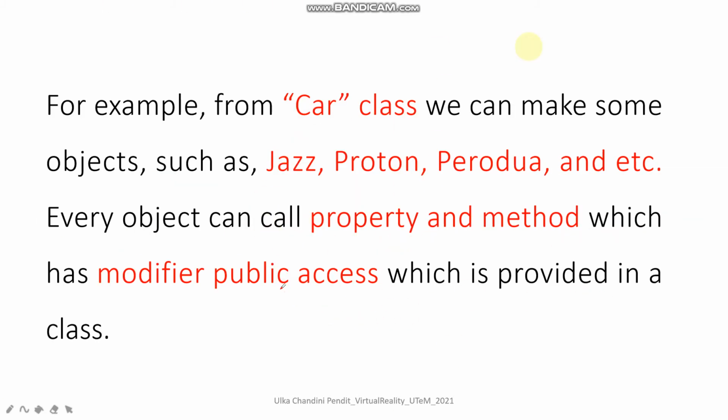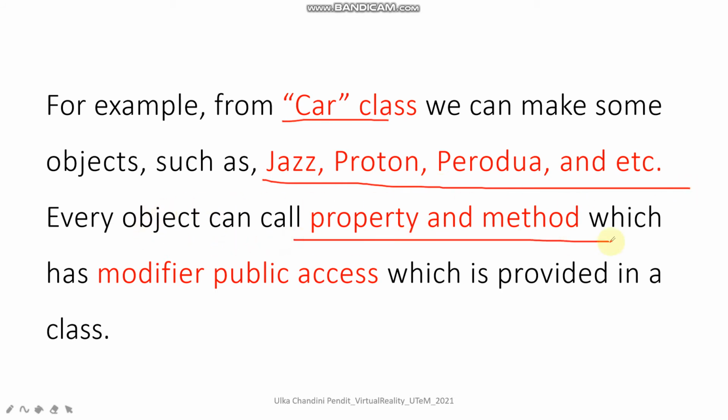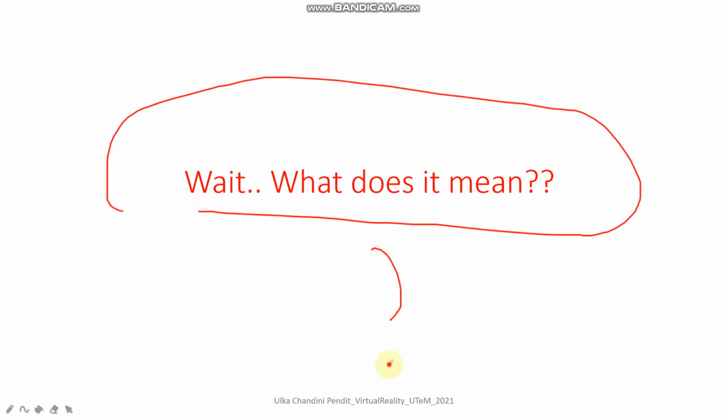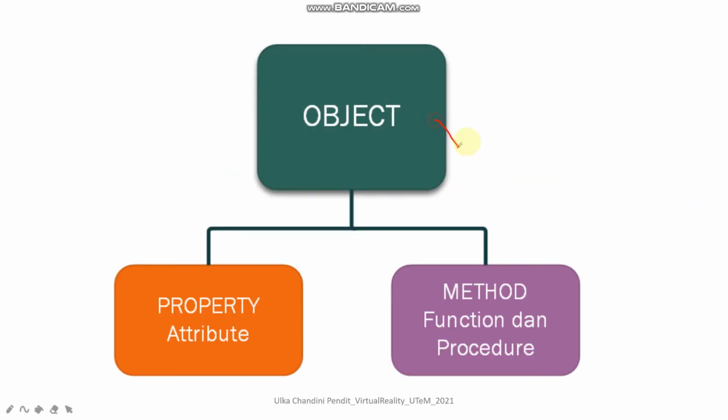For example, from the car class, we can make some objects like Jazz, Proton, Perodua, etc. Every object can call properties and methods which have the public access modifier, which are provided in a class. What does it mean? This is the object, and this is the property, which is the attribute, and the method, which is a function and procedure. So every object has properties and methods, right?